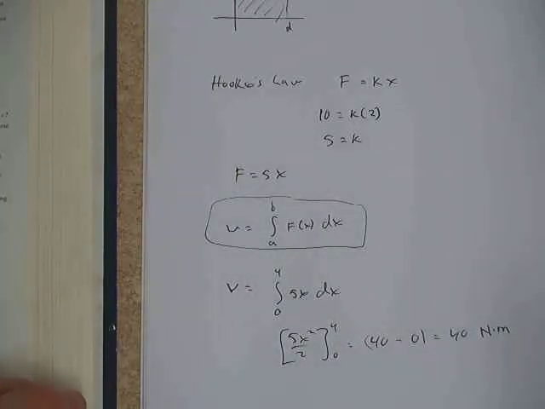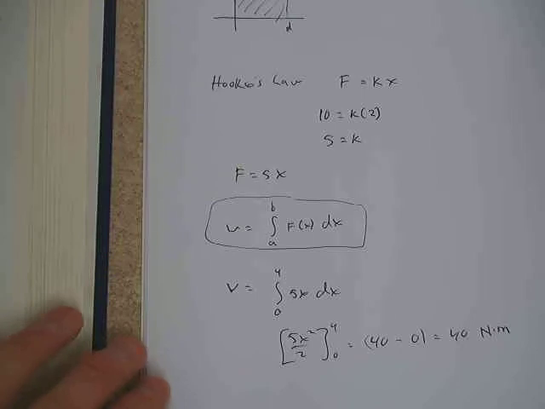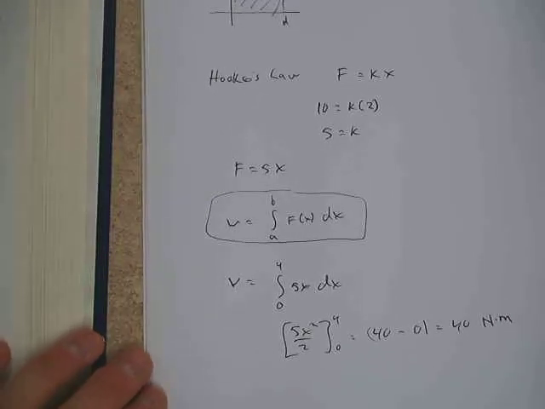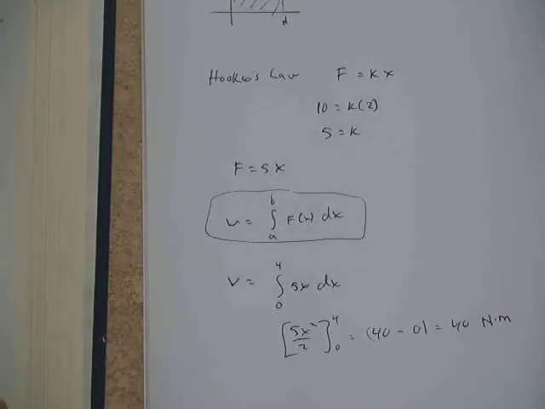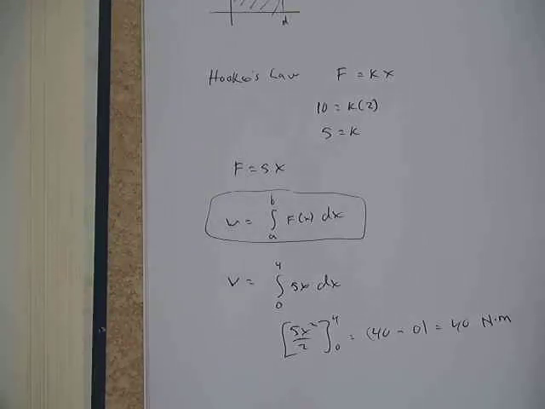We could have figured out the work done to go from 2 to 4, which means it was already at 2, and to go 2 further would be to go from 2 to 4. If we did that, we would get another integral. We'd have just had 2 in there, and we'd have gotten a different answer. But regardless, the a and b here, the upper and lower limits, tell us where we're stretching the spring from and to.